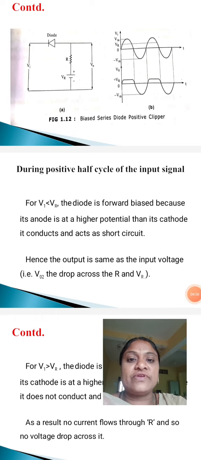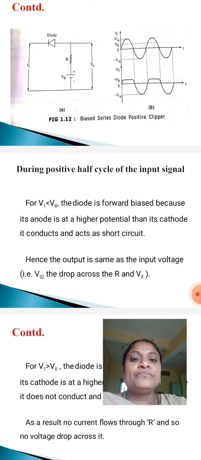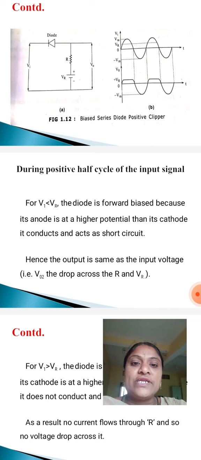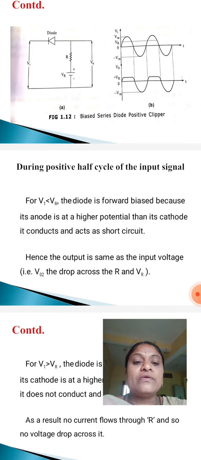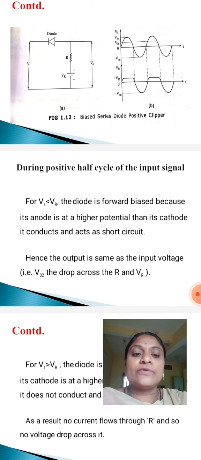One is for Vi less than VR. In this case, which voltage is high and which is low? The bias voltage is high. Therefore, the diode is forward biased because its anode is at a higher potential than its cathode. So it conducts and acts as a short circuit. Why is its anode at a higher potential than its cathode? Because the cathode is connected to the input voltage and the anode is connected to the bias positive terminal.